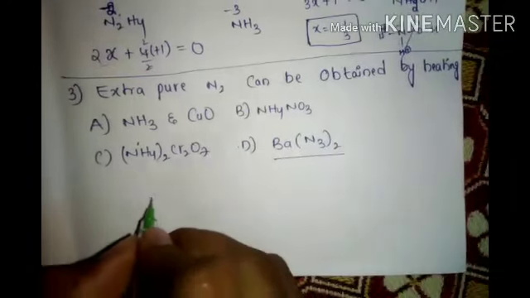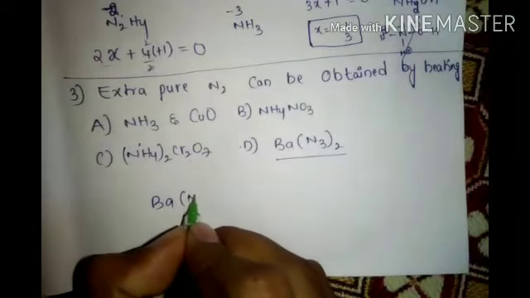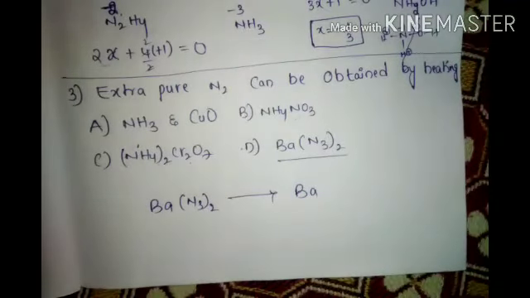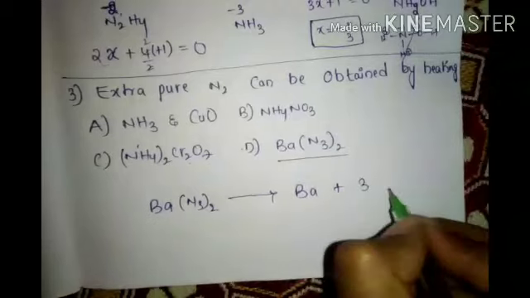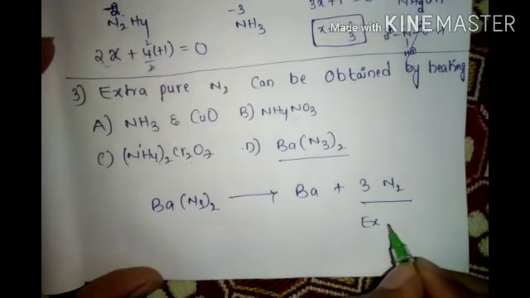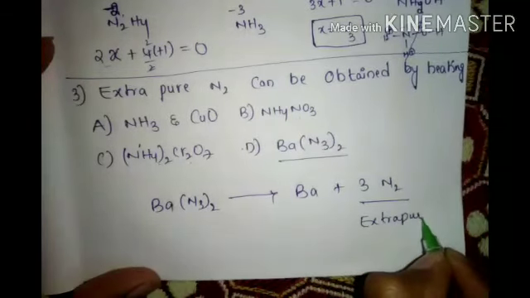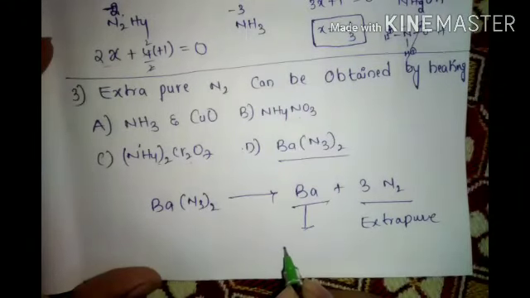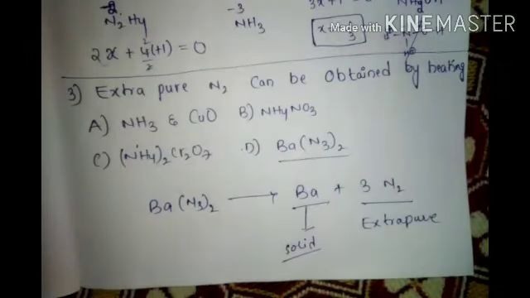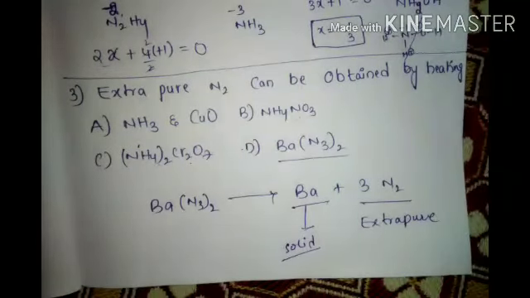Now do it this. Ba N3 2 gives rise to barium and 3 moles of N2. Yes, extra pure. Extra pure because this is a solid. Separate it will come barium. Okay, this is extra pure one. More amount is coming. 3 moles coming. Barium will separate easily. That's why extra pure one.